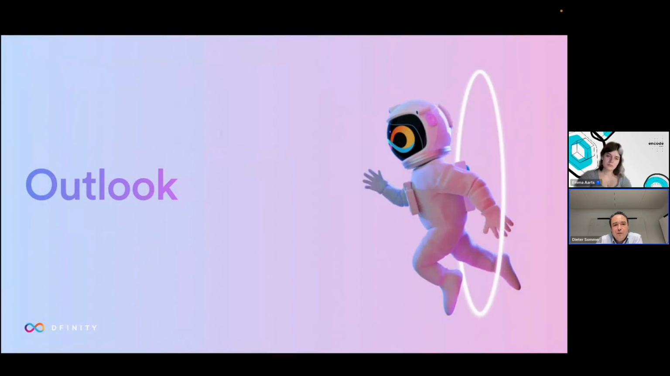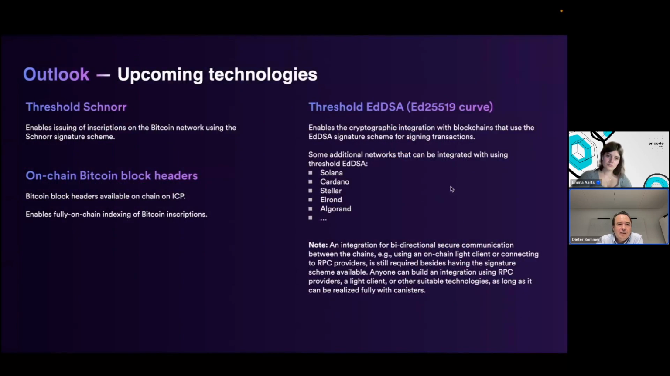Now let me give a very brief outlook on what's upcoming. There's a couple of exciting things upcoming. Threshold Schnorr is one of them. Threshold Schnorr will unlock the issuing of inscriptions on the Bitcoin network using the Schnorr signature scheme. Currently, this cannot be done fully on-chain. This is coming soon. Then on-chain Bitcoin block headers.